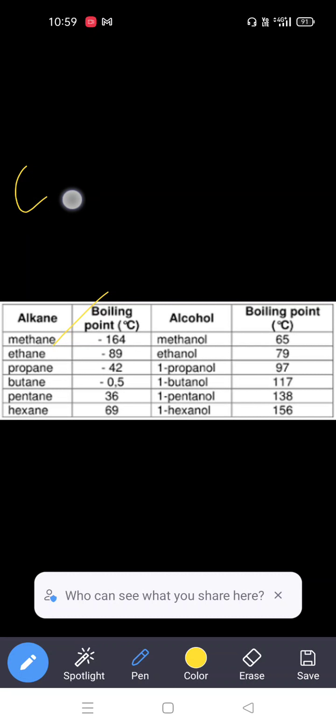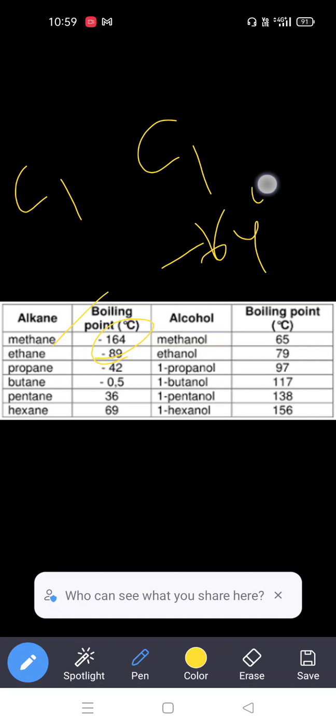Methane, number of carbons 1, and methanol, number of carbons also 1. The boiling point of methane is minus 164 degrees. Methanol is 65 degrees. Ethane minus 89 and ethanol 79 degrees, propane minus 42 and 1-propanol 97, butane minus 0.5 and butanol 117 degrees, pentane 36 degrees and 1-pentanol 138, hexane 69 and 1-hexanol 156. We know about the boiling point.